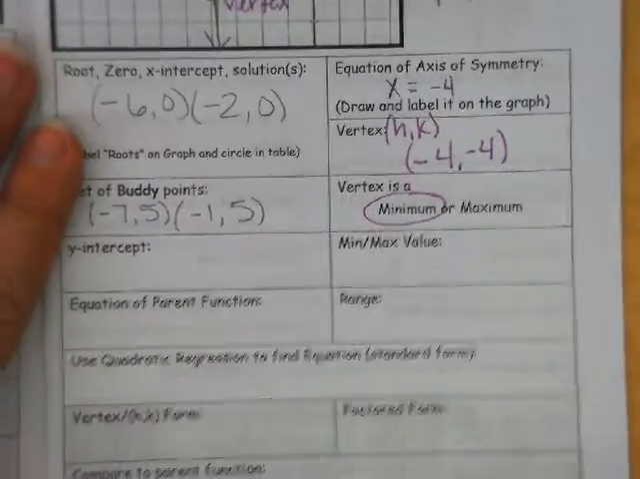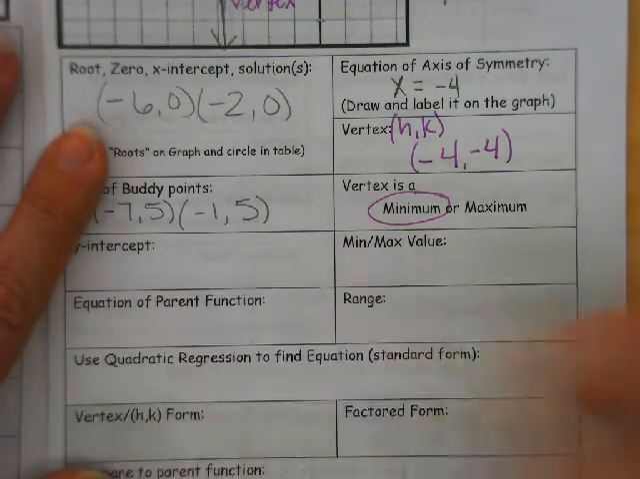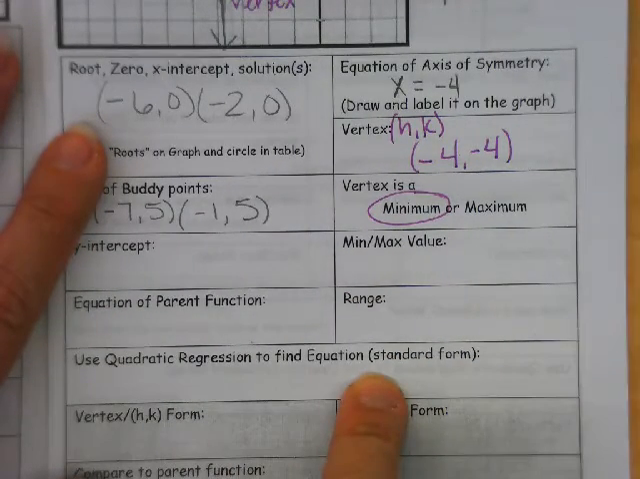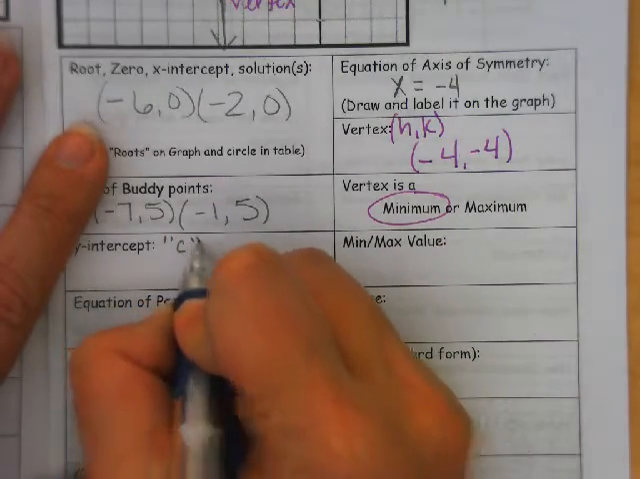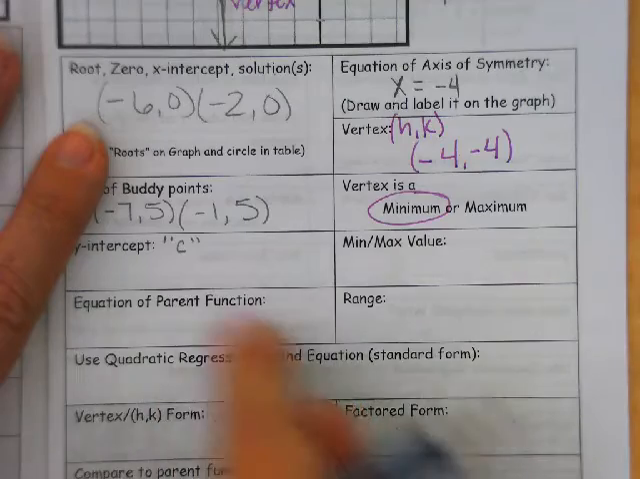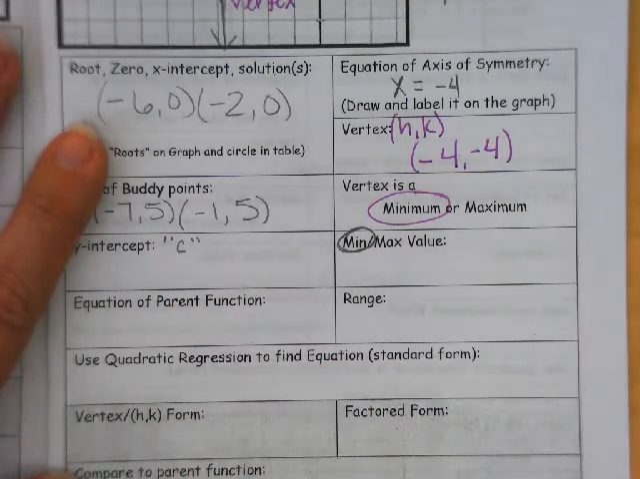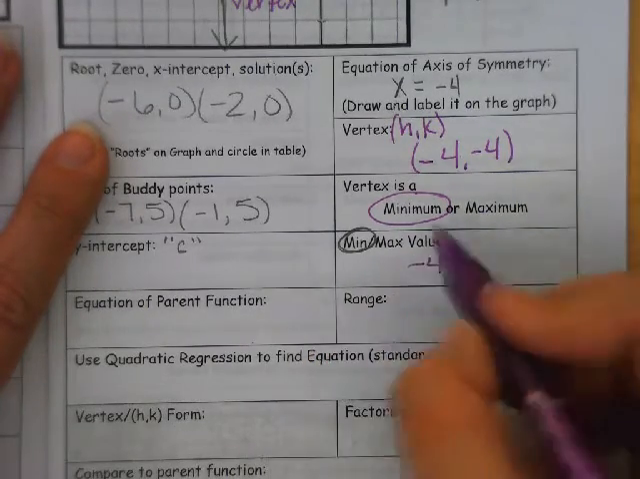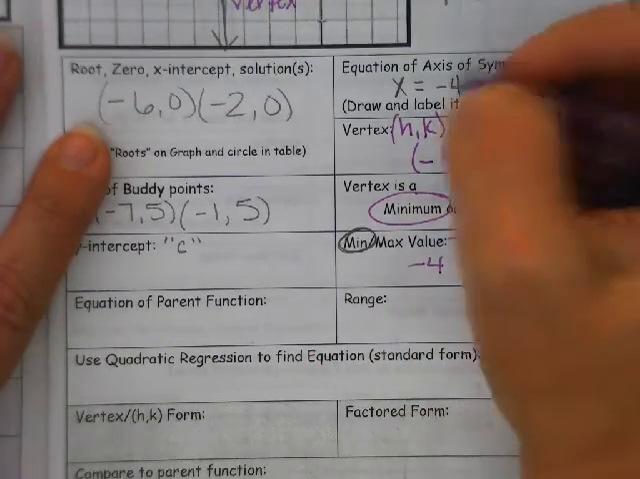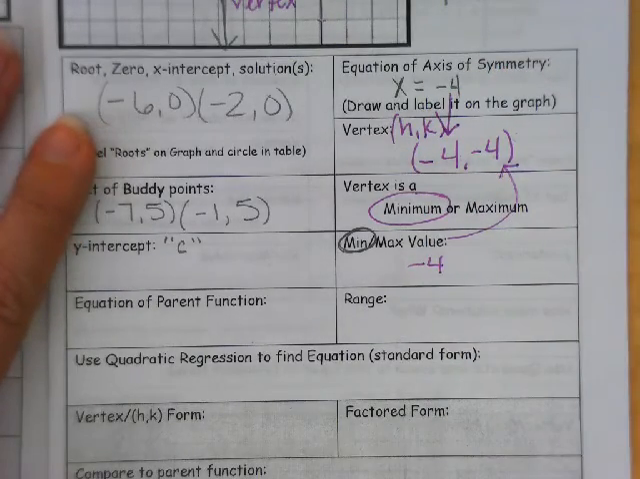Okay, do we have a y-intercept? Not on the graph. There is one. Remember, in our equation, what letter is it? It is C. So let's just make a little note. This is going to be our C. So when we write our equation, we'll be able to fill that in. We said it's a minimum, right? So what's our minimum value? -4. Good. Remember, this is the x value of the vertex. This is the y value of the vertex.